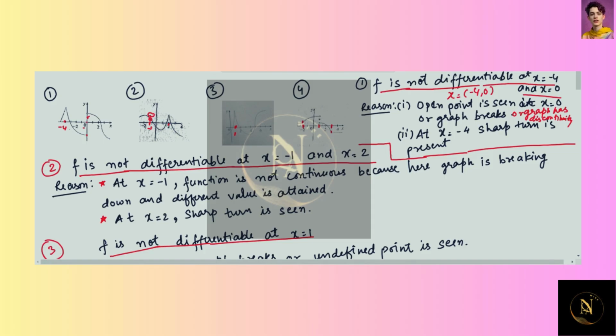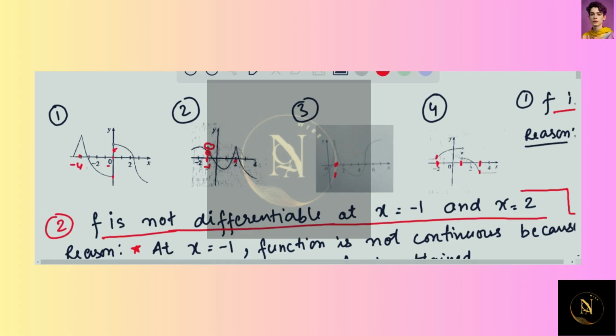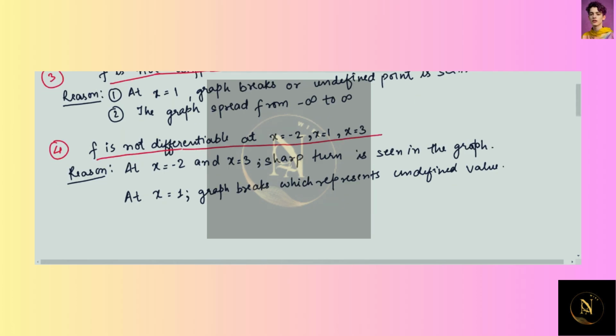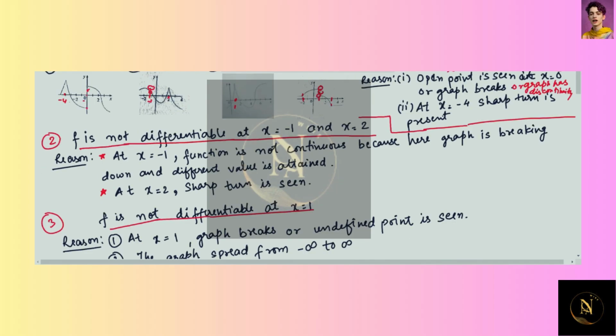And here if we zoom into this graph, we can see that this is an open point and this is also an open point, right? This is open, this is open, this is open. So the points are open here, right? So we can say that the graph breaks, which represents the undefined value. So if the value is not defined, or if the graph is breaking, or if it is spread over minus infinity to infinity, you cannot define the function. So this is how we solve this problem.